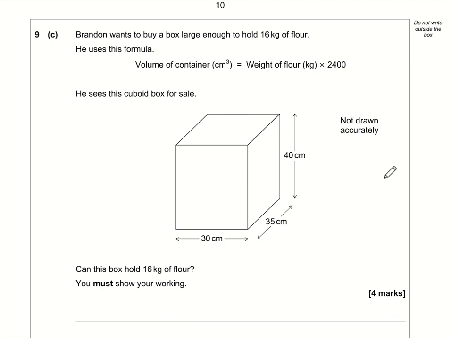Okay, so on to part C. I think this question is quite confusing, because it says here that the volume of the container is the weight of the flour in kilos times 2,400, which to me doesn't quite make sense, because surely the container has a fixed volume. It's not going to change if you put in a kilo of flour or 10 kilos of flour. The volume of the container remains the same. I think what they need to say here is the volume of the flour.